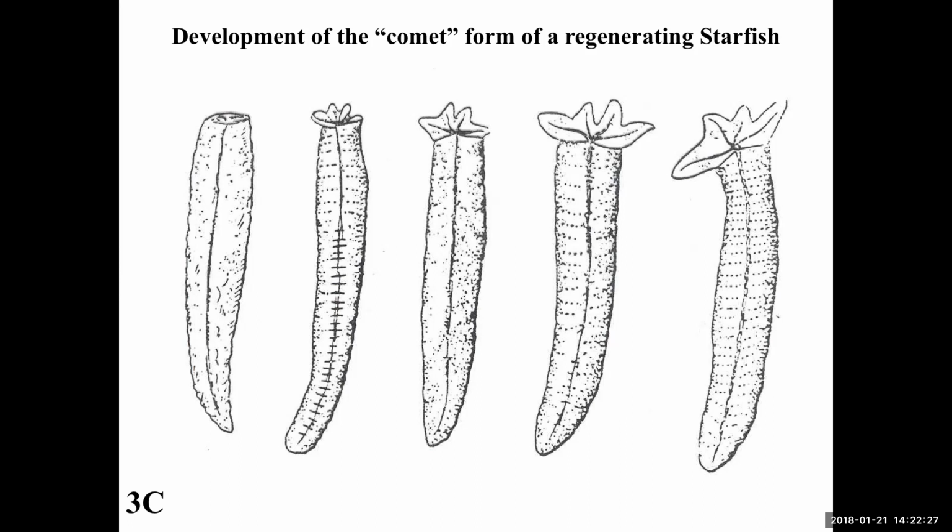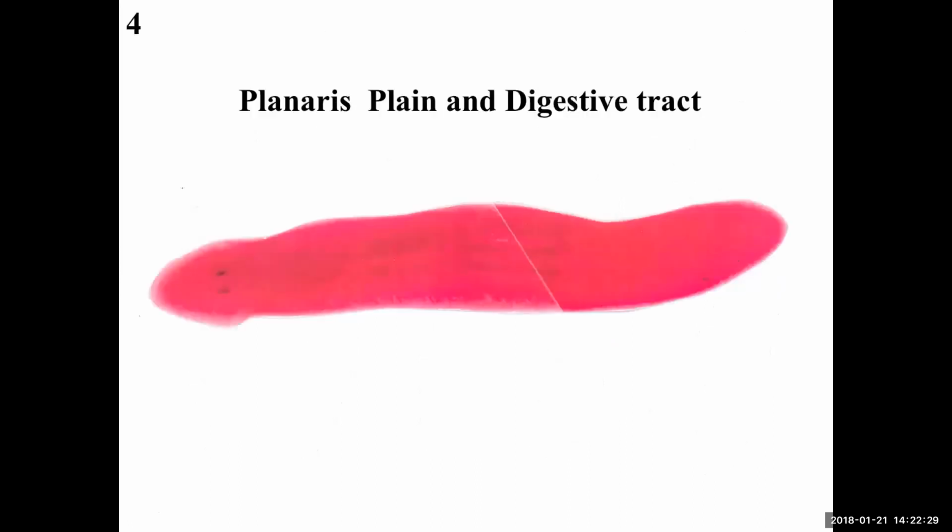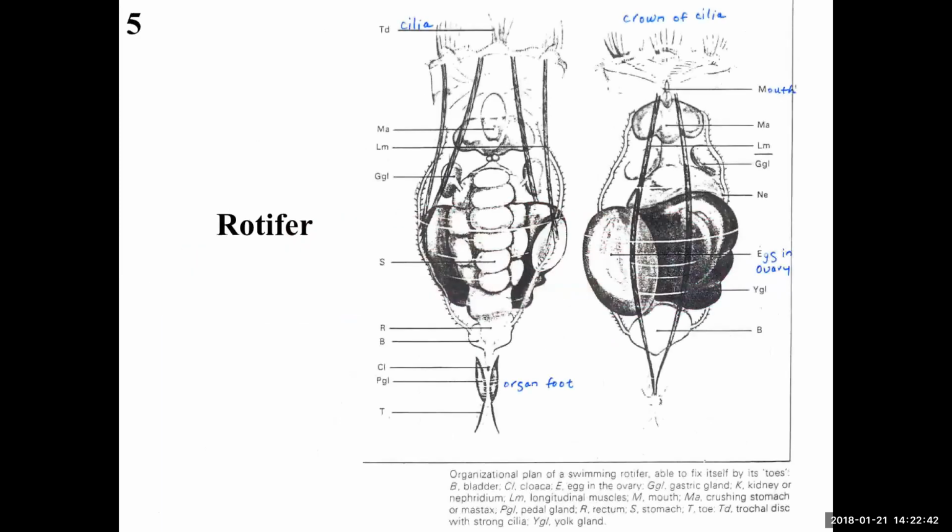It's not for reproduction. There's also another organism called the flatworm, planaria, and if the worm is cut in half, each half regrows the missing parts. Also, this is a type of fragmentation and regeneration. We also have reaggregation.